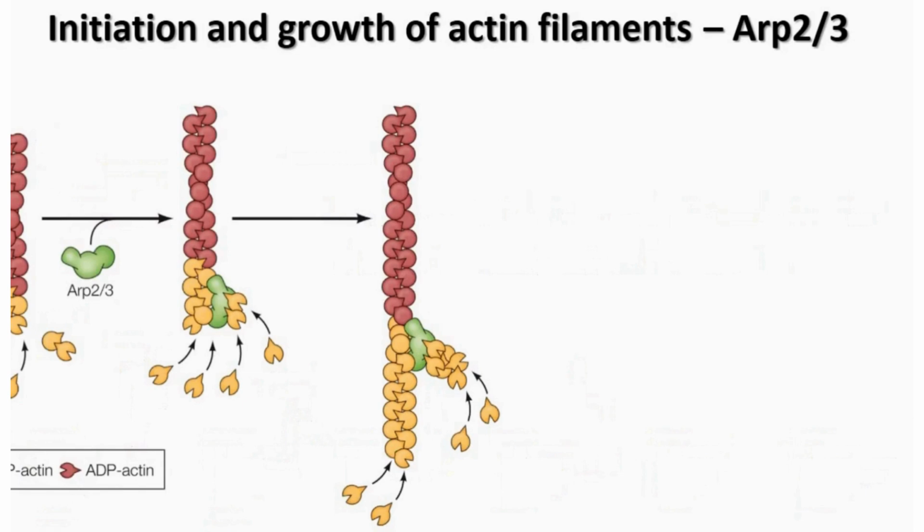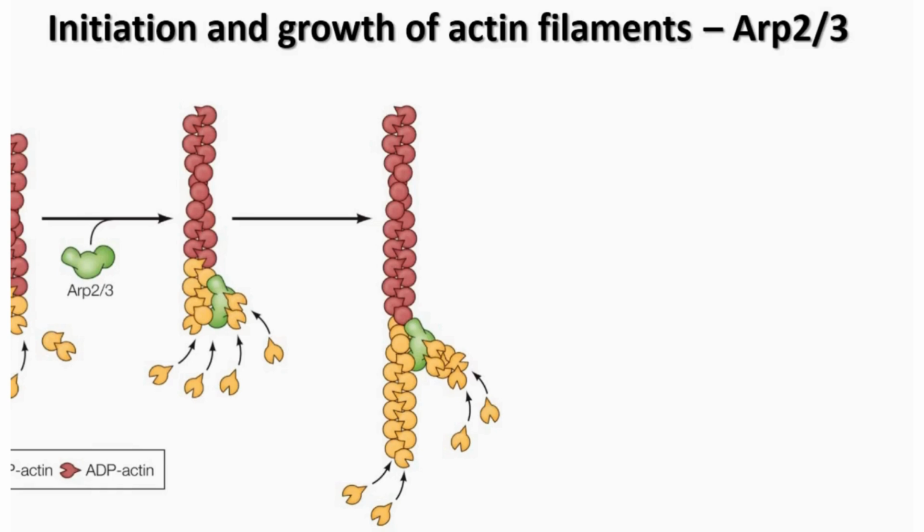Under that we have ARP23. This is the minus end or the pointed end. This is the plus or the barbed end. What ARP23 does, ARP23 leads to branching or branch formation. So, the branch formation is possible because of ARP23.